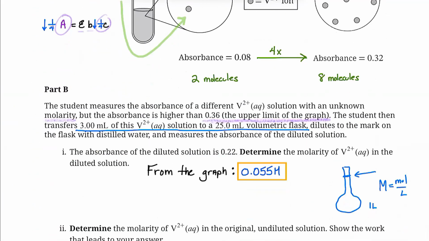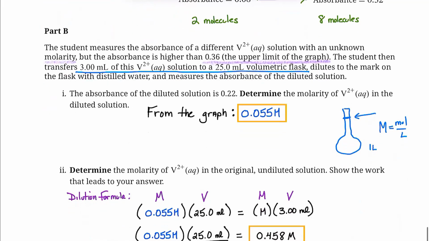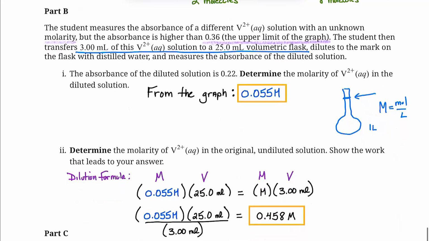So you're just reading it from the graph. Okay, so part BII now. This is connected. And so now they want you to determine the molarity of the original undiluted solution that was, guess what, more concentrated, or the absorbance, I should say, was too high to fit on the calibration curve. And then we diluted it.